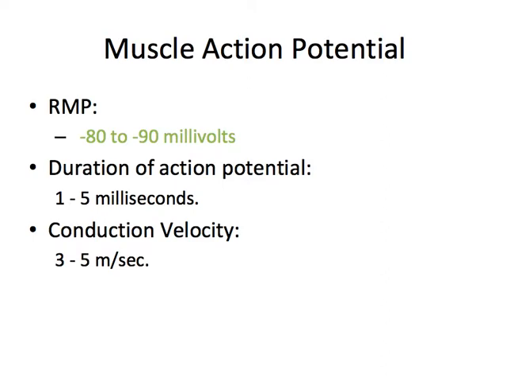The resting membrane potential of a muscle fiber ranges from minus 80 millivolts to minus 90 millivolts, while the duration of the action potential is around 1 to 5 milliseconds. The velocity of conduction is usually from 3 to 5 meters per second.